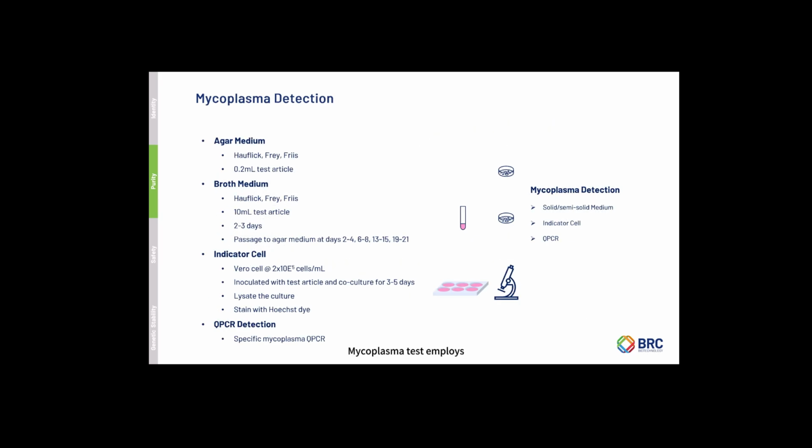Mycoplasma test employs culture methods and indicator cell methods. The culture method involves culture in liquid medium, followed by inoculation onto solid medium for further cultivation. The indicator cell method uses Vero cells as indicator cells, which are cultured for 3 days and then stained with culture dye. In addition, we have developed a mycoplasma detection assay based on the qPCR method, which is capable of detecting over 200 species of mycoplasma within 2 hours.